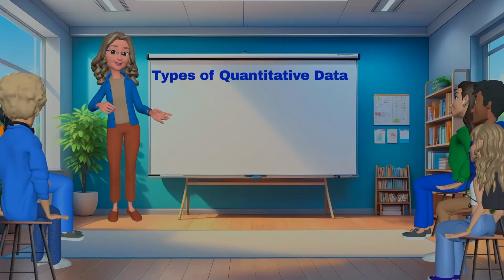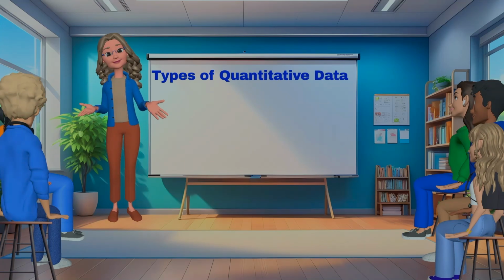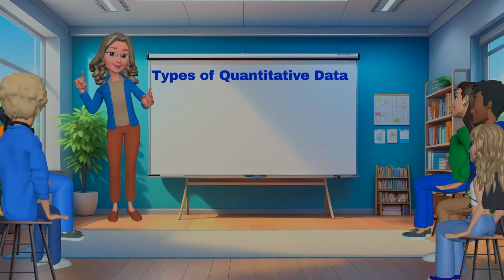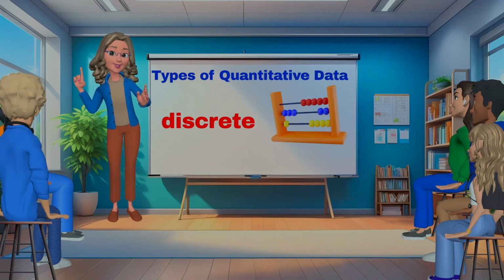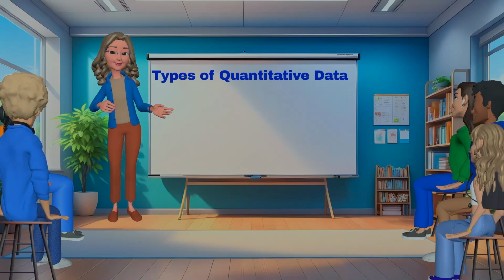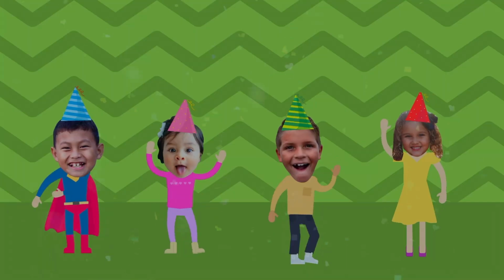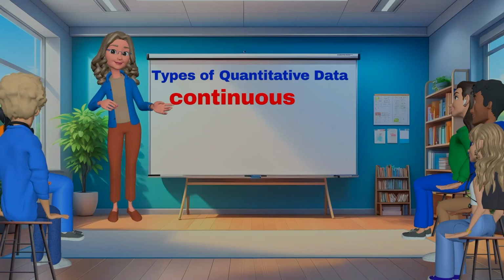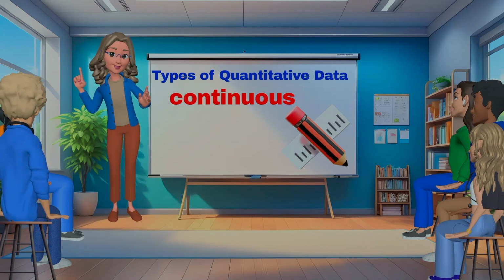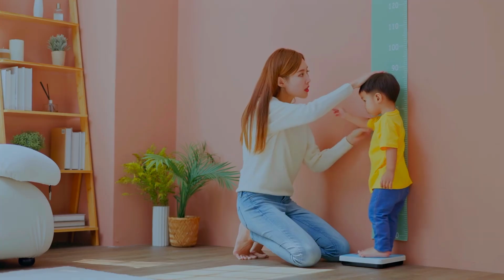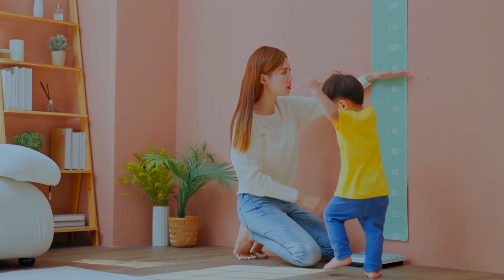Let's talk about quantitative data. Quantitative data is numerical and can be measured or counted. There are two types of quantitative data, discrete and continuous. Discrete data is countable, often in whole numbers, like numbers of siblings you have. Continuous data, on the other hand, is measurable and can take any value within a range, like your height in inches. Let's classify some examples together.